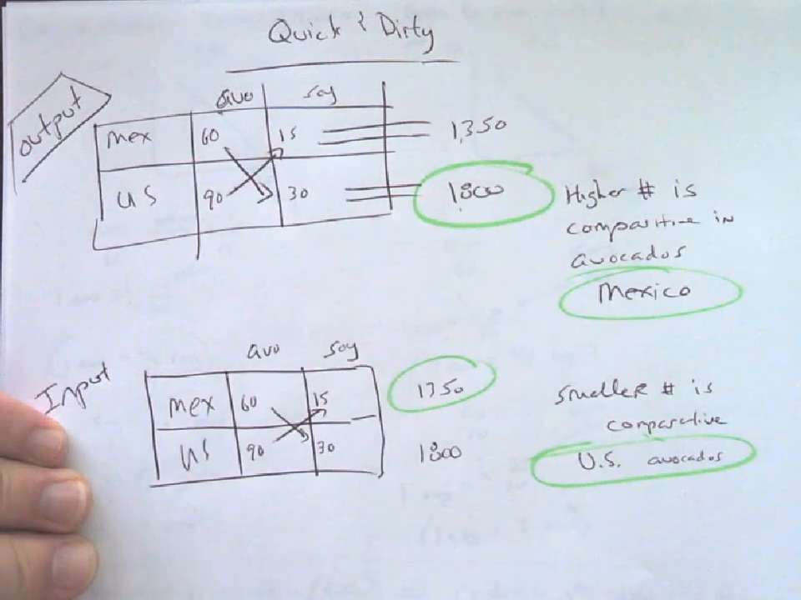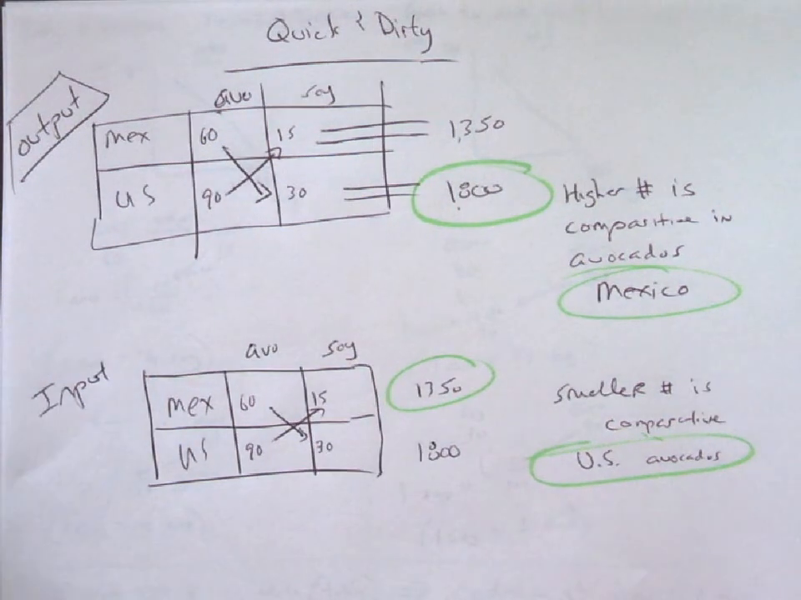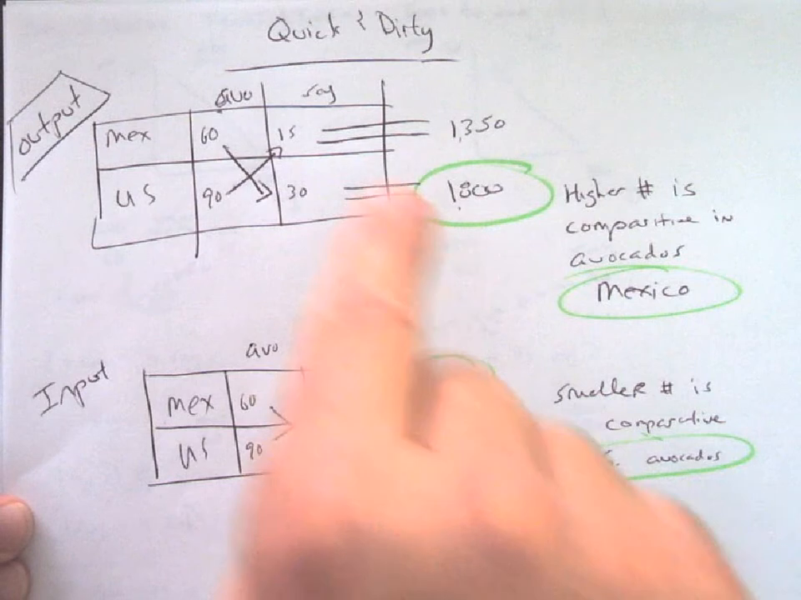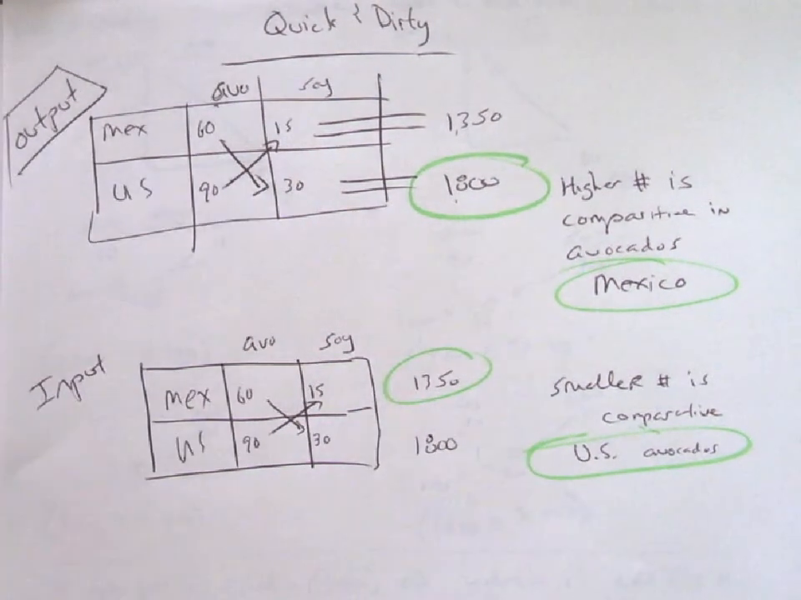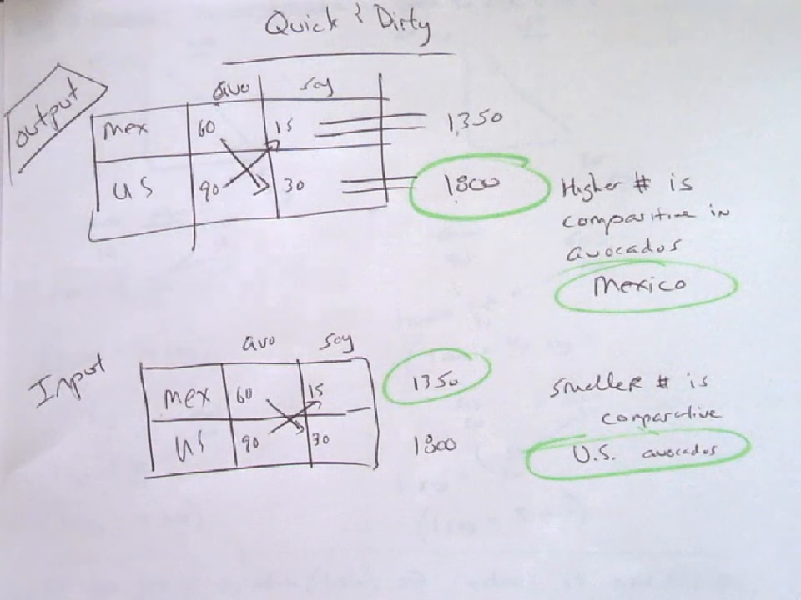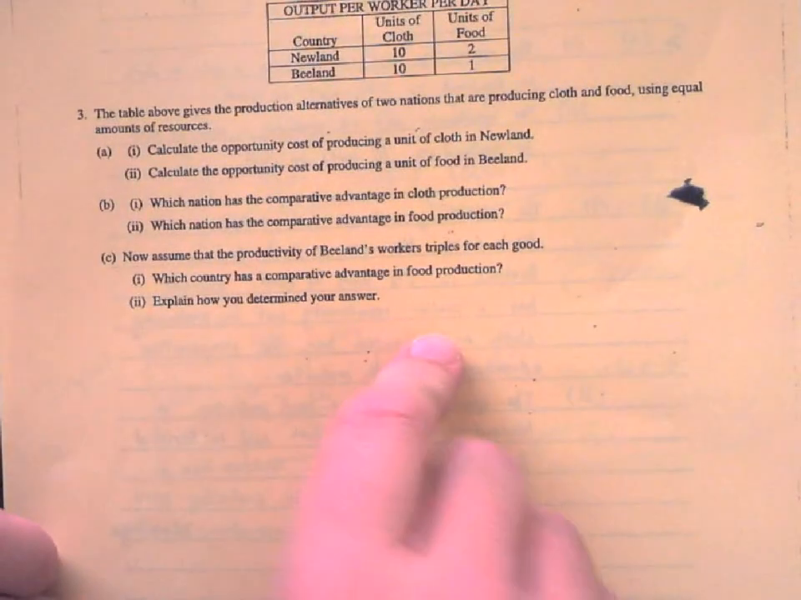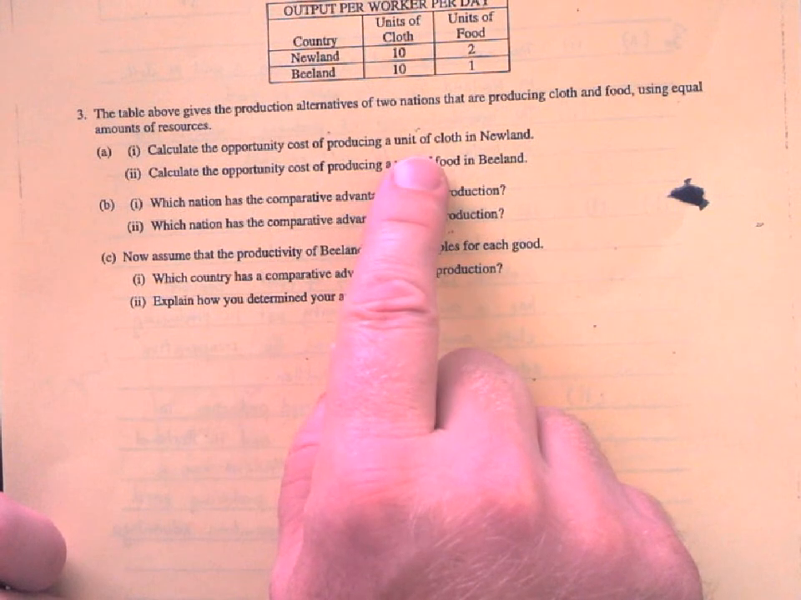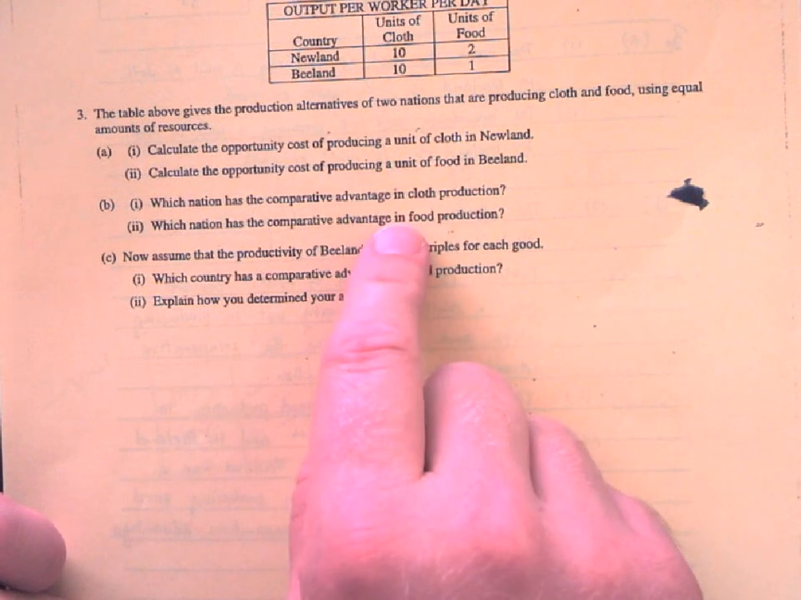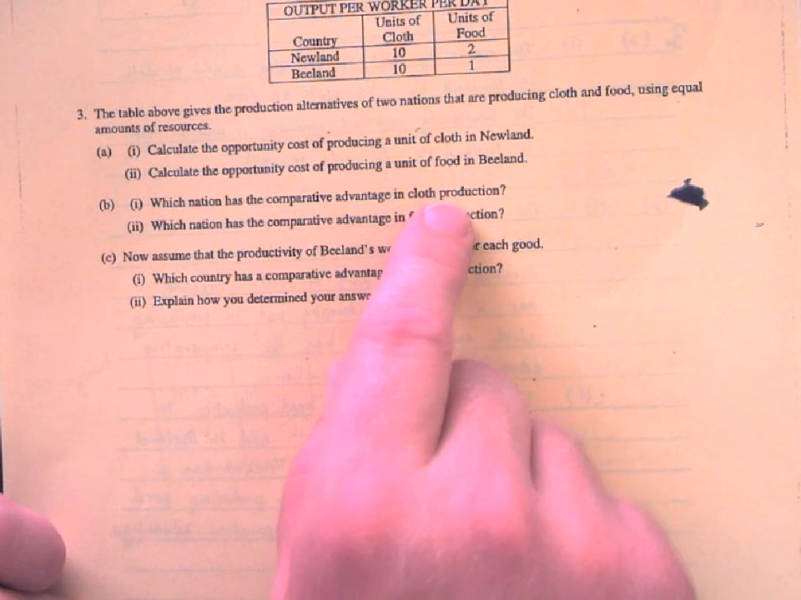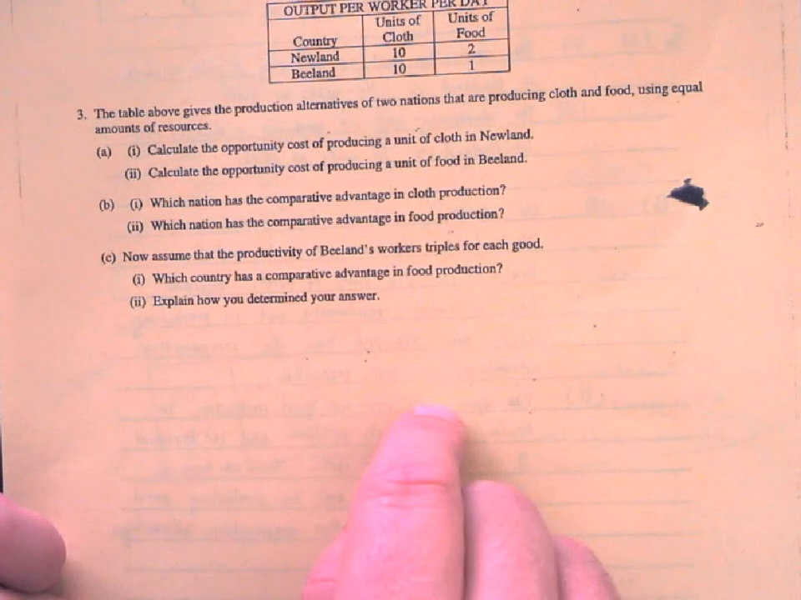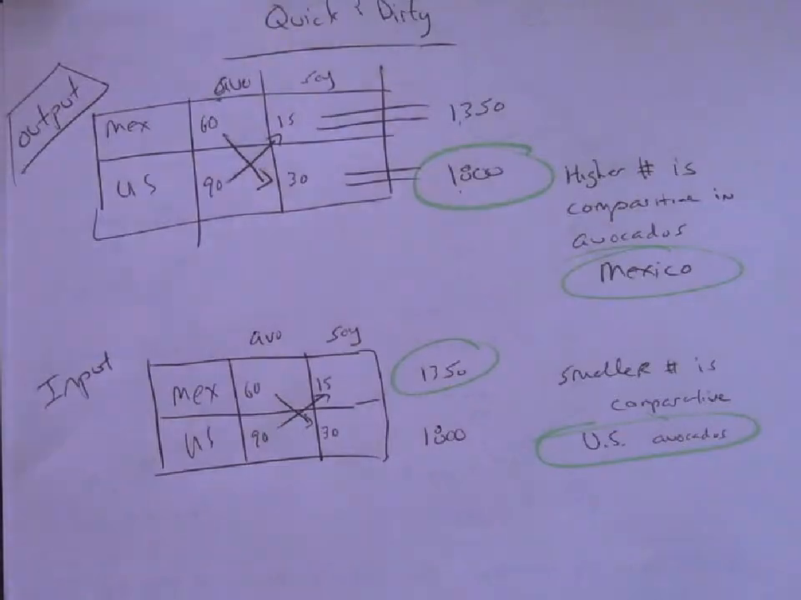So this works. You won't be able to explain it or solve for gains of trade, but if you just need absolute and comparative, and if you're running out of time on your FRQ and you see that it has something like this, opportunity cost, okay, then comparative advantage. Now you can do comparative advantage quickly, but you can't solve opportunity cost. So you can get absolute advantage, comparative advantage very quickly.